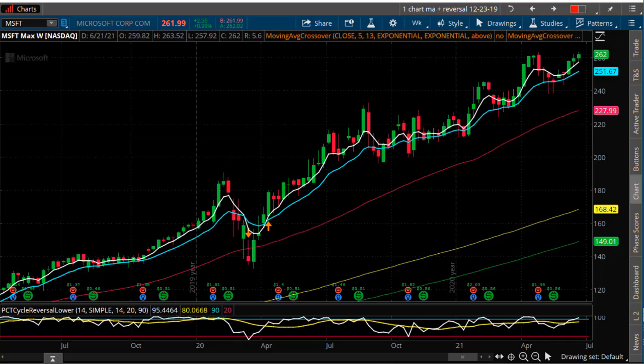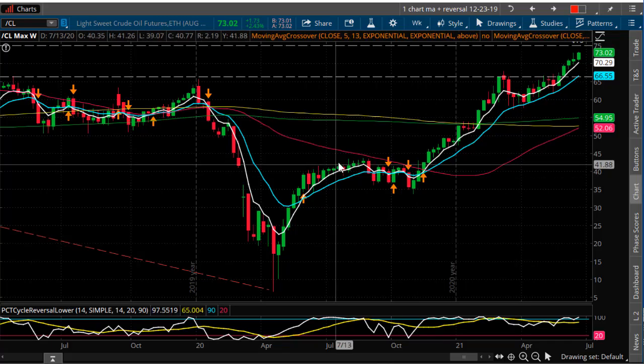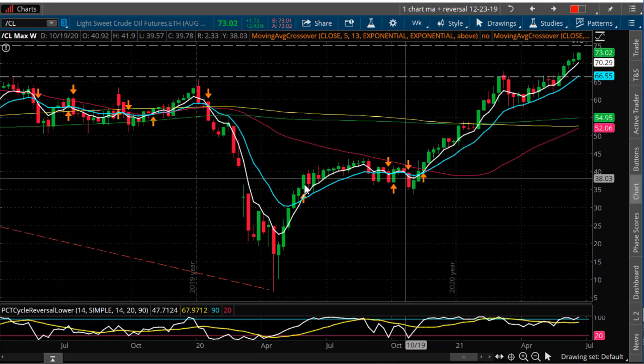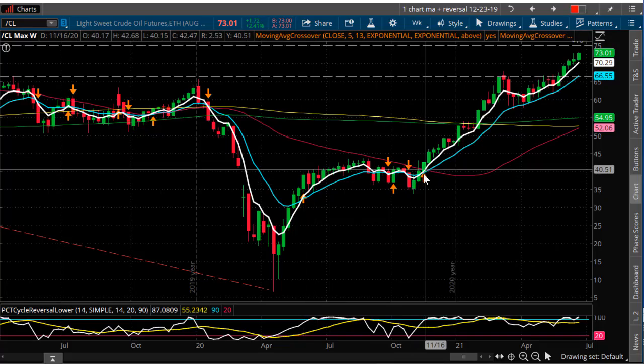Let's look at a couple others. Now here's an example of crude oil. You can see it was in this sideways price coiling action, a consolidation phase, right here. So you can see crude oil from April of 2020 or June of 2020 right here, it was sideways, and then it finally triggered and kicked to the upside on this 5-13 cross.